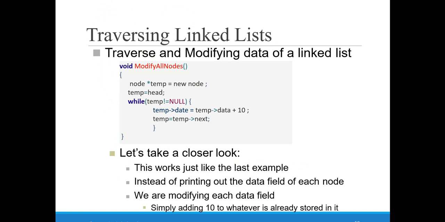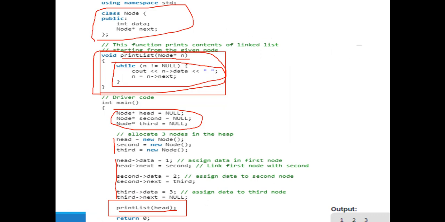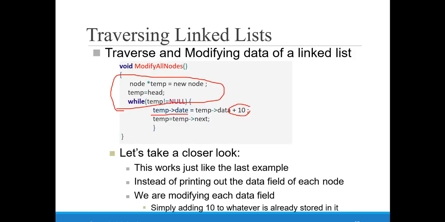Traverse. Okay, how to modify all the data. Again, I'm creating a temporary node here equal to a new node. I made it point to the head, and I said while temp is not equal to null, iterate. Each time it iterates, it adds 10 to the data. For example, 1 2 3 will become 11 12 13.